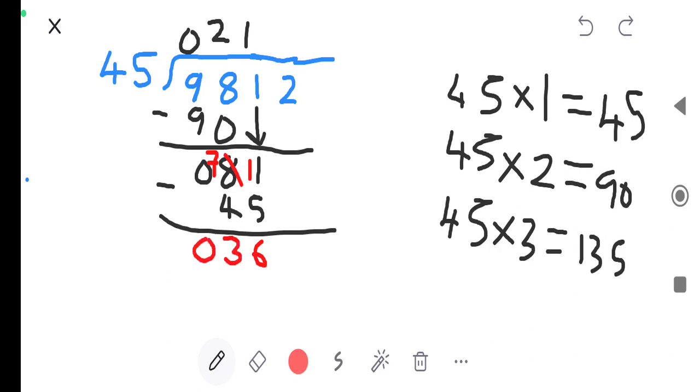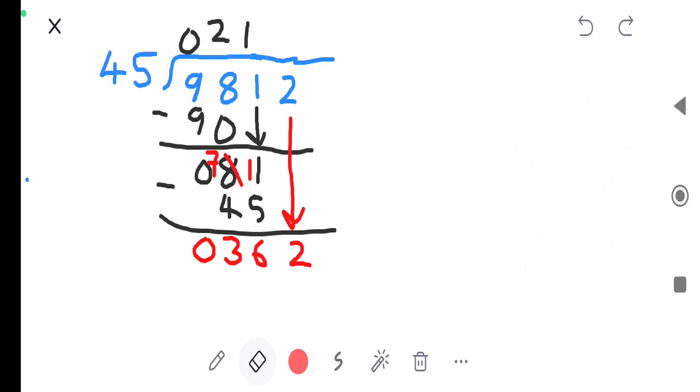Then you bring down the last digit, which is 2. Now, when you bring down a digit, you must divide. So, how many times can 45 go into 362? Now, 45 and 362, they are not close at all. 362 is way bigger than 45. So, this time around, I will not start from 1. I will rather start from 9. Okay? Now, so you do 45 times 9, and that will give you what?